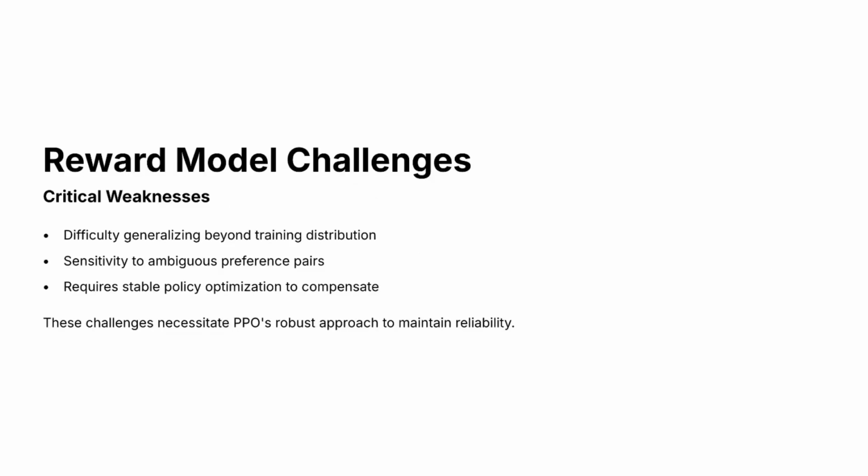The reward model challenges are very important, especially for RLHF. The reward model often struggles to generalize beyond the data it was trained on. So if the model encounters responses or topics outside the distribution, its judgment of good versus bad can become unreliable. Secondly, another challenge is that they are highly sensitive to ambiguous human feedback. When annotators disagree or preferences are not clear, the reward model can pick up noise, which leads to an inconsistent or unstable learning signal. Because of all these weaknesses, stable policy optimization methods like PPO are absolutely essential. PPO provides a robust framework that helps absorb these inconsistencies and maintain reliable performance.